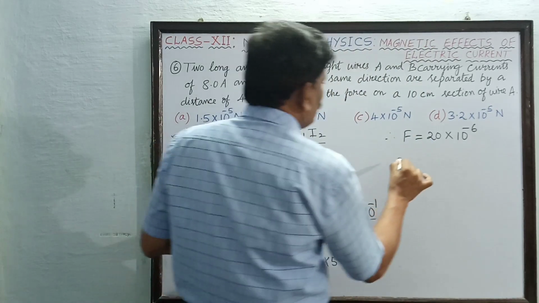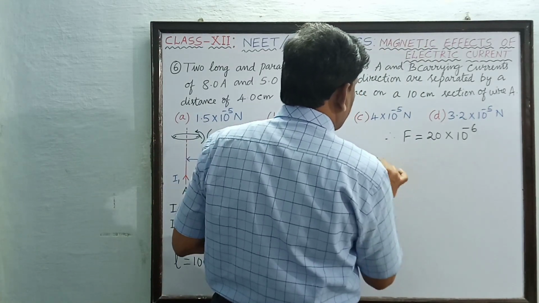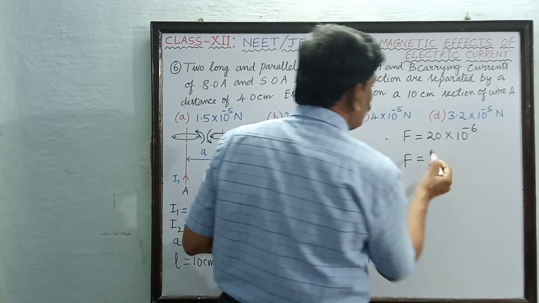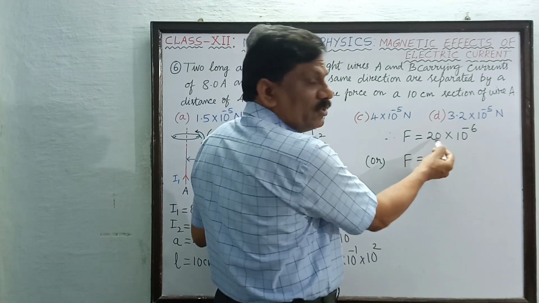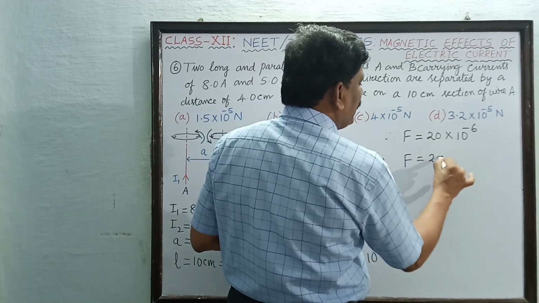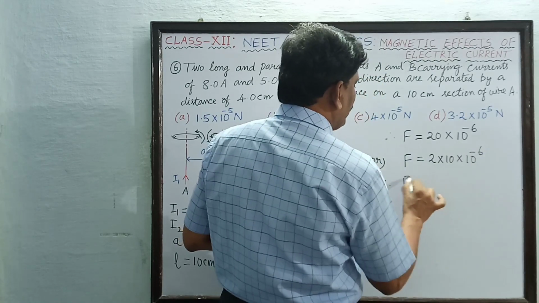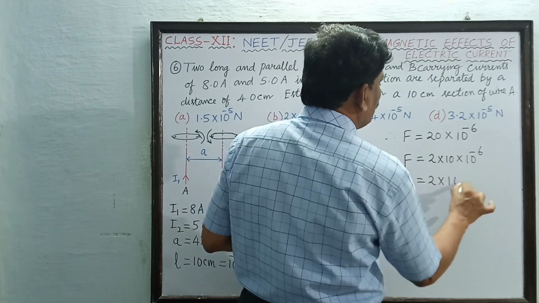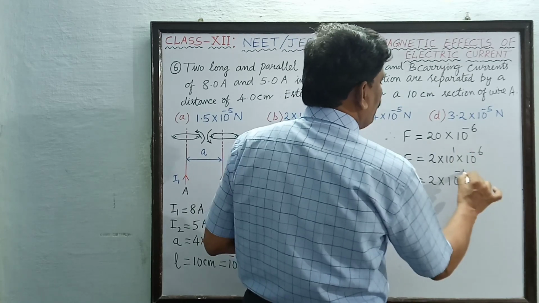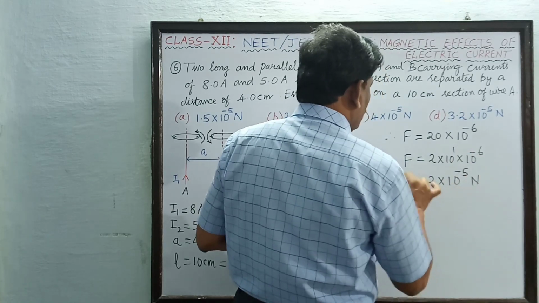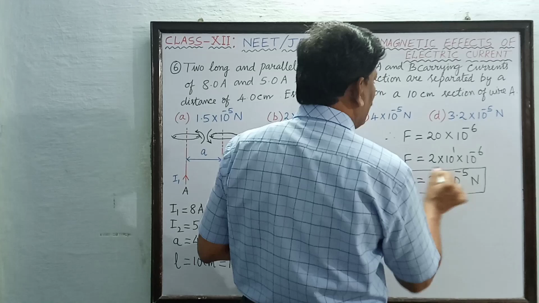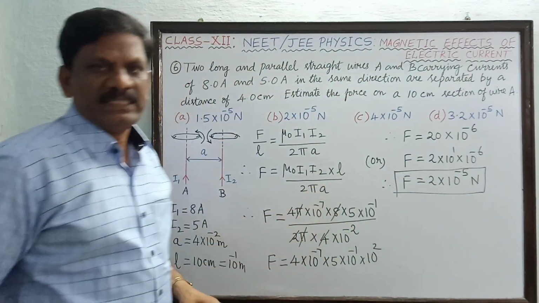Or this also can be written as F is equal to 2 into 10 power minus 6, times 10, that is 1 more power, so F is equal to 2 into 10 power minus 5 Newton. So this is the required answer for this question.